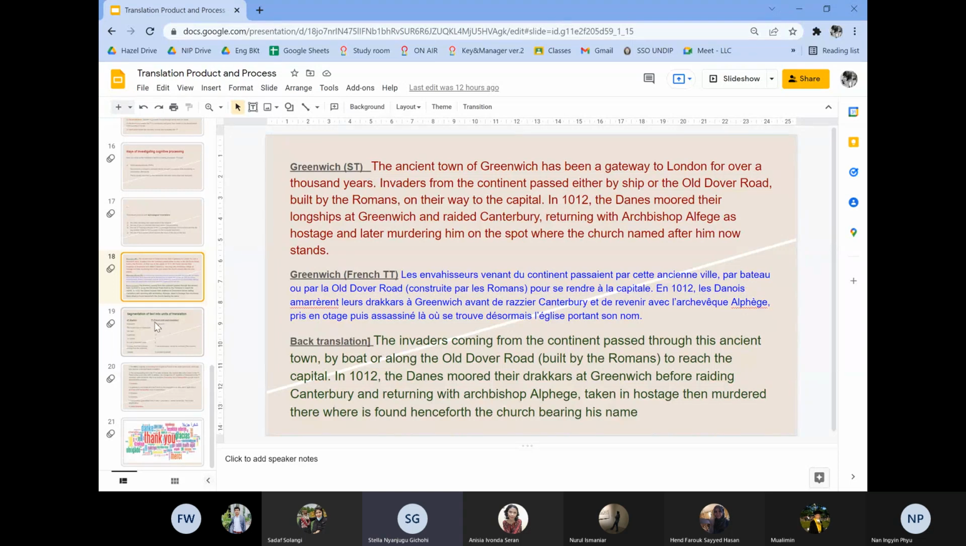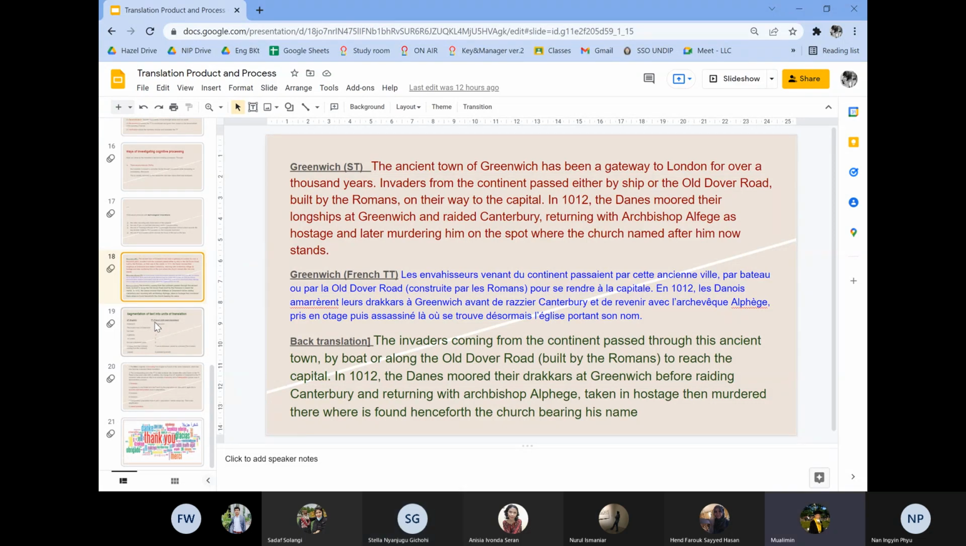Now, we just look at the first sentence. The ancient town of Greenwich has been a gateway to London for over 1,000 years. Now, let us look at the back translation. I don't know how many of you speak French, but as you can see, it begins differently. The invaders coming from the continent passed through this ancient town.